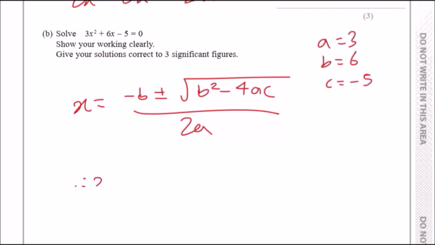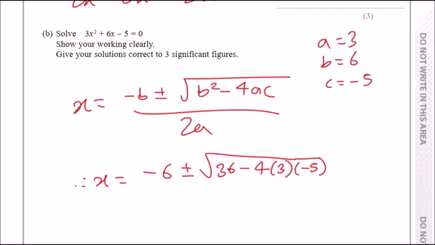So we can say therefore x equals, so minus 6 plus minus the square root of 6 squared, which is 36, minus 4 times 3 times minus 5. So remember, wrap in a bracket over 2 times 3. Yeah, so have a go at this one. So be very careful when you enter it in, yeah? And then when you input all of this, you should get hopefully some decent answers.